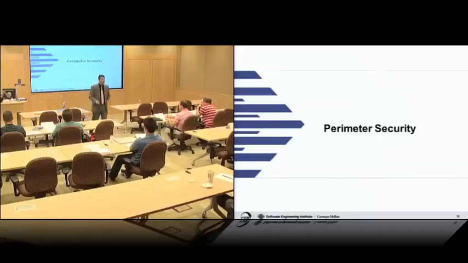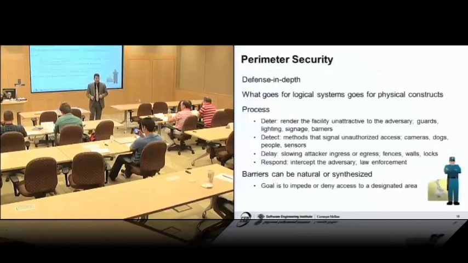Let's get into the perimeter. All right. Perimeter security, keeping people out of the secure area before they even get close to the cheese, right?